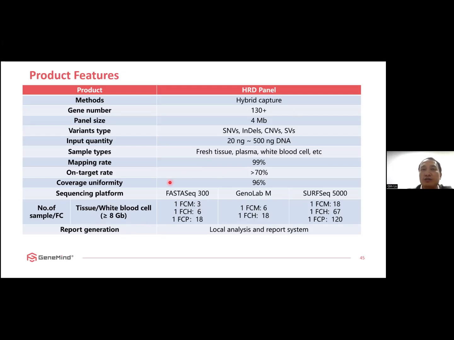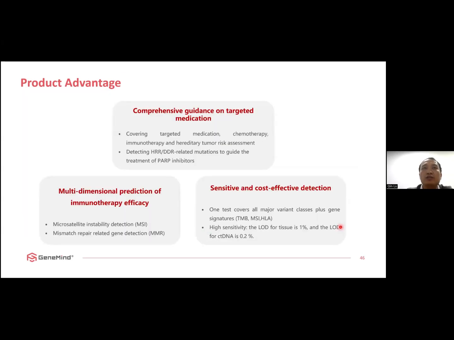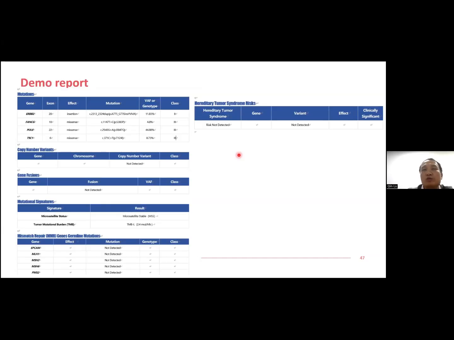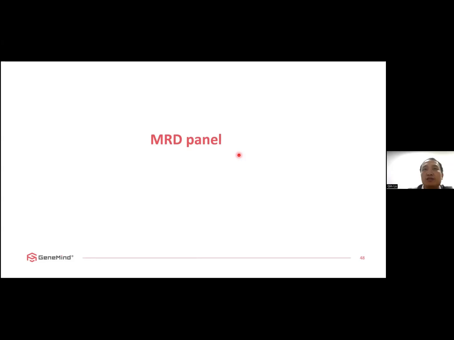And here are the samples supported by different platforms. For a large amount of samples, we recommend the SubSeq 5000 for HRD detection. And here is the HRD report. It is similar to the previous report, but with some description of the HRD.